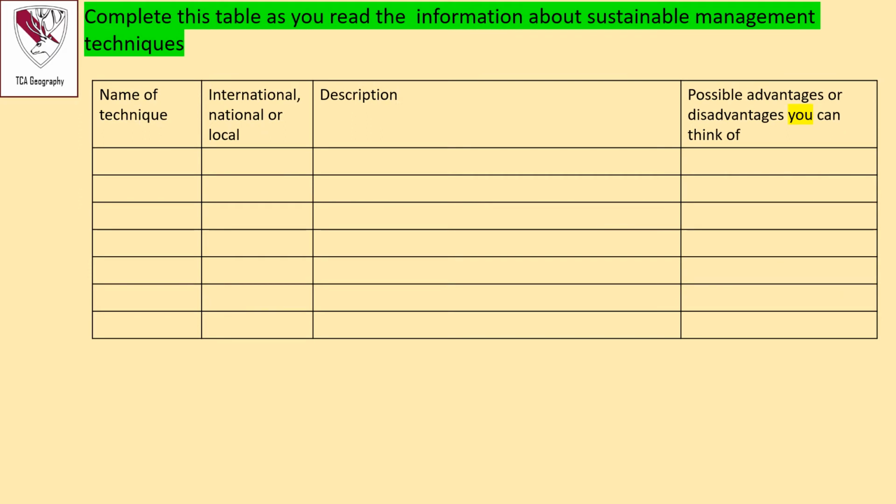Next up, we have 12 different techniques for sustainably managing tropical forest. For each of these 12 techniques, you need to name it. You need to say whether it's international, national, or local. You need to describe the technique and think about whether you think it will work. What are the possible advantages and disadvantages that might prevent it from being a very successful technique? You will want to pause after each one of these slides so that you can get some information into your table for each of the 12 techniques.